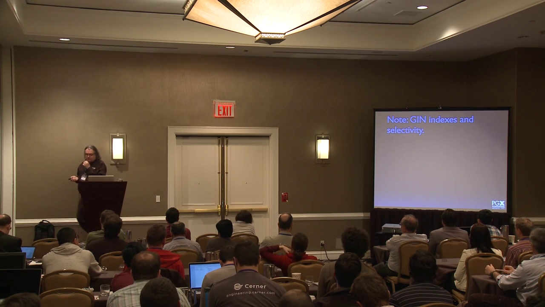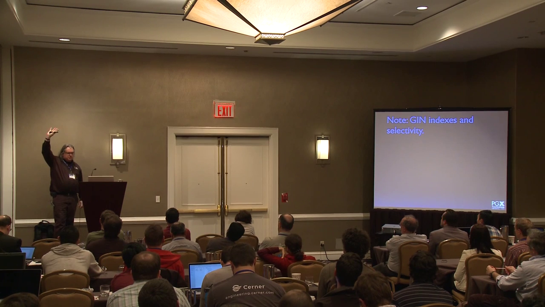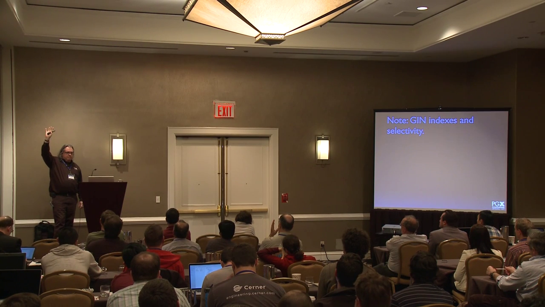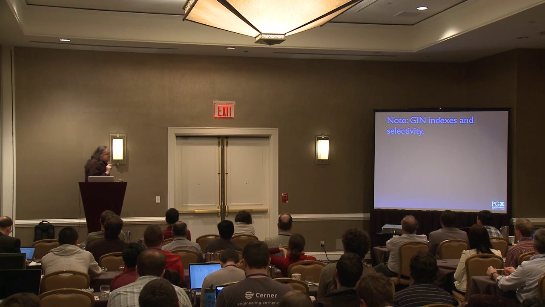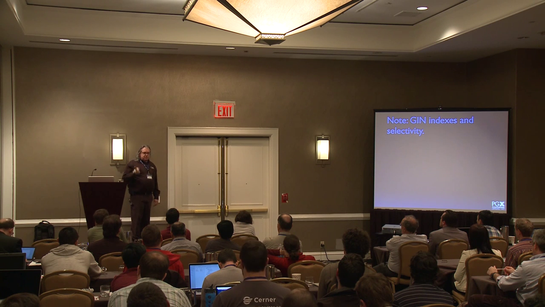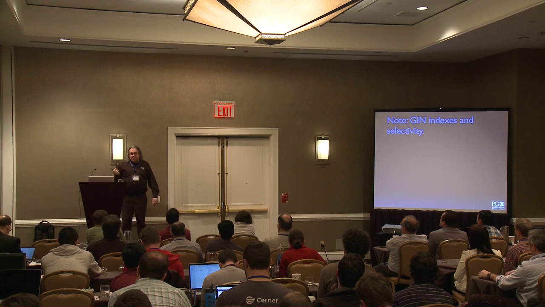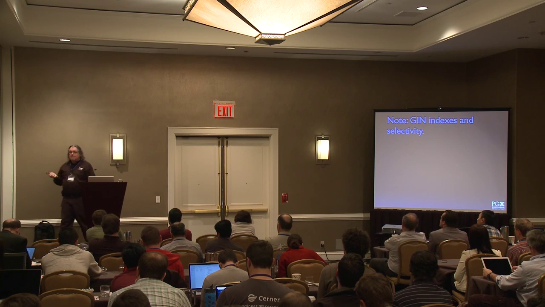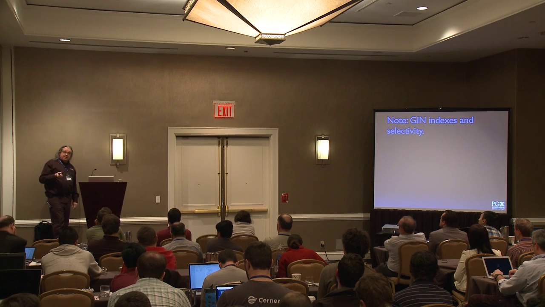GIN indexes and selectivity. Who's familiar with the term selectivity, as it relates to query planning and optimization? Okay, I should explain this. The top-level view of selectivity is how many rows am I going to get back versus how many rows am I going to have to look at. So for example, if you query a 10 million row table and you're only going to get back three rows, that's a very selective query.